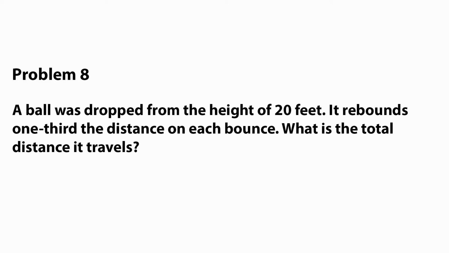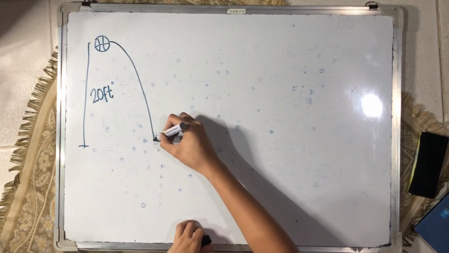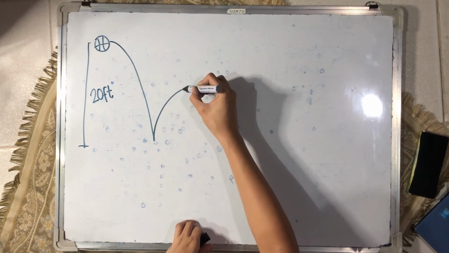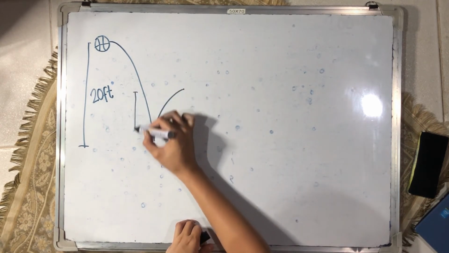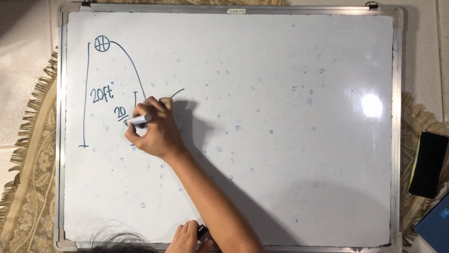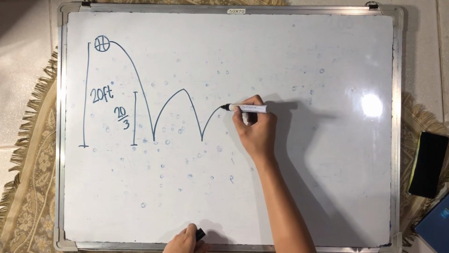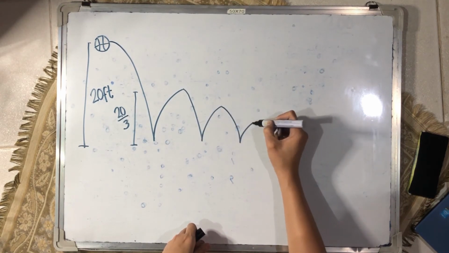Then, it rebounds 1/3 the distance on each bounce. So every time it bounces, it rebounds only 1/3. This is basically 1/3 of 20 feet, that is 20 over 3. So it goes up again, then comes back again, and so on.